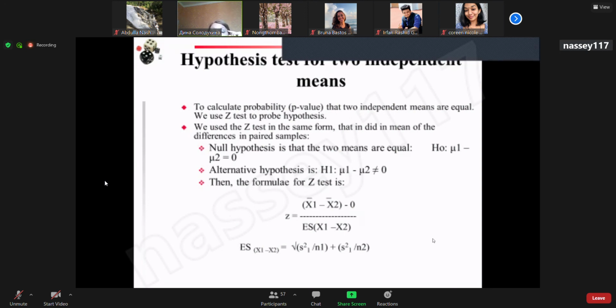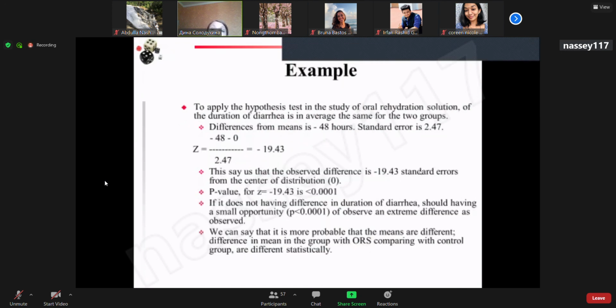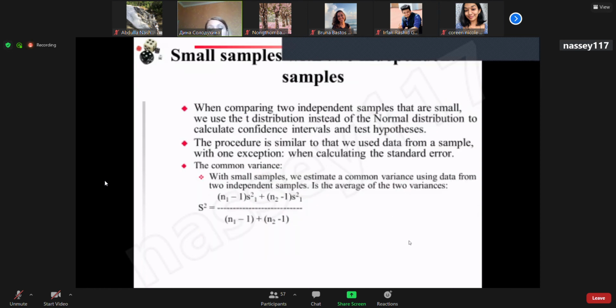We use the t-test, so the principle is exactly the same. For example, we have to estimate the efficacy of use of oral rehydration therapy. So we will have to calculate the p-value. And if we find that the p-value is very low, like here, it is 0.0001, so we say that the difference is not due to chance, or it is statistically significant.